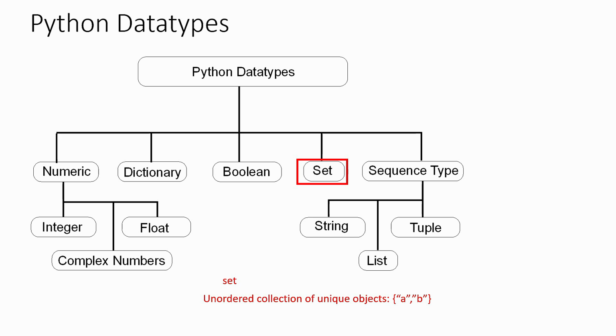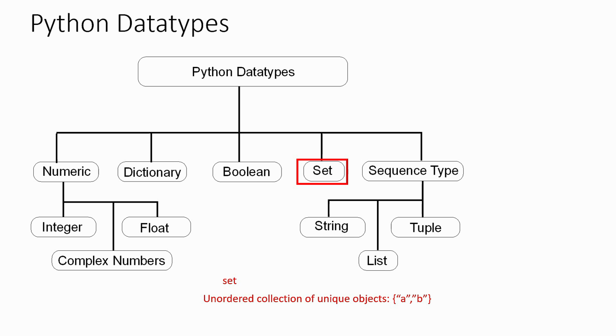And coming to the set, this is also an unordered collection of unique objects, except that unlike a dictionary, we don't have a key-value pair. We will have only objects such as double quotes of A, double quotes of B, separated by commas. This is also enclosed using curly braces.